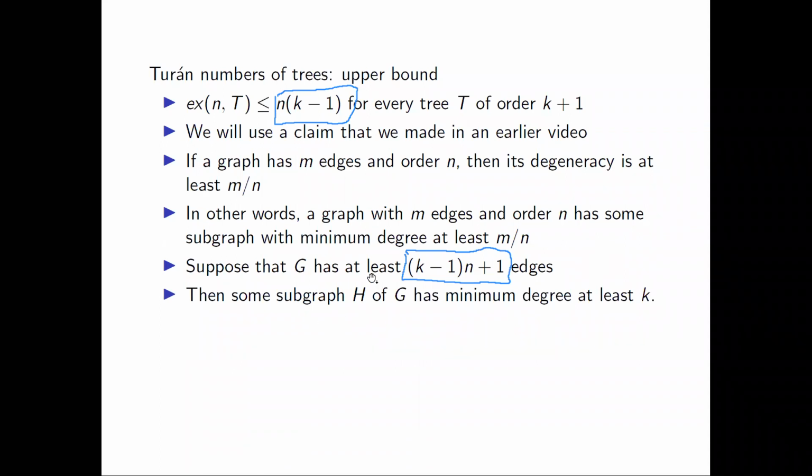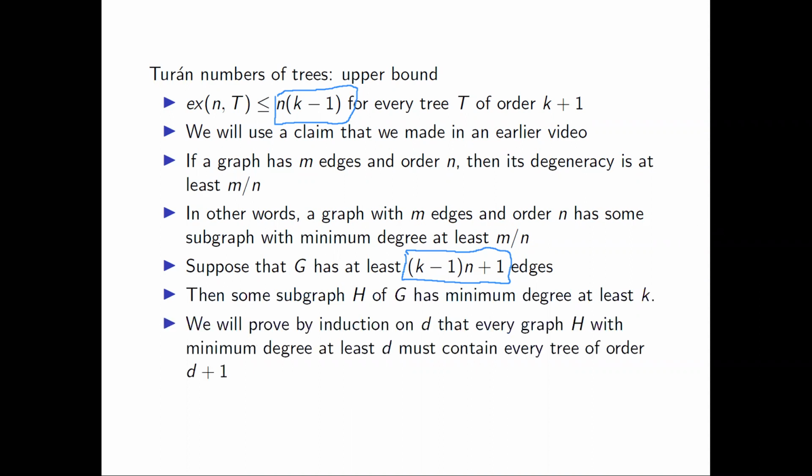And we're going to use the fact that this claim is true. So if we have a graph with at least (k minus 1) times n plus 1 edges, then we can say that it has a subgraph with the minimum degree at least ((k minus 1) times n plus 1), all divided by n. When we divide that by n, we get a number that is strictly greater than k minus 1. So we can say that this subgraph H of G has minimum degree that's strictly greater than k minus 1. Since the minimum degree has to be an integer, it means the minimum degree is at least k.